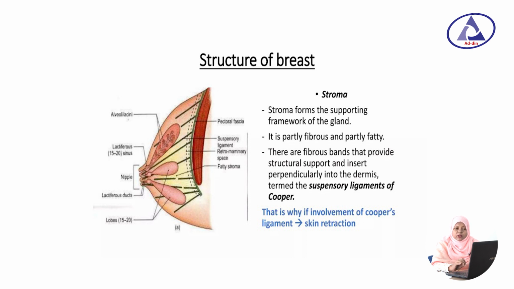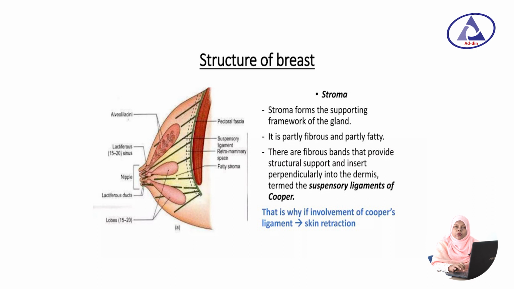Again, what is stroma? Stroma is a part made by the connective tissue. It supports the framework of the breast gland. It is partly fibrous and partly fatty. This fibrous band provides structural support and inserts perpendicularly into the dermis, termed as suspensory ligament of the Cooper's.